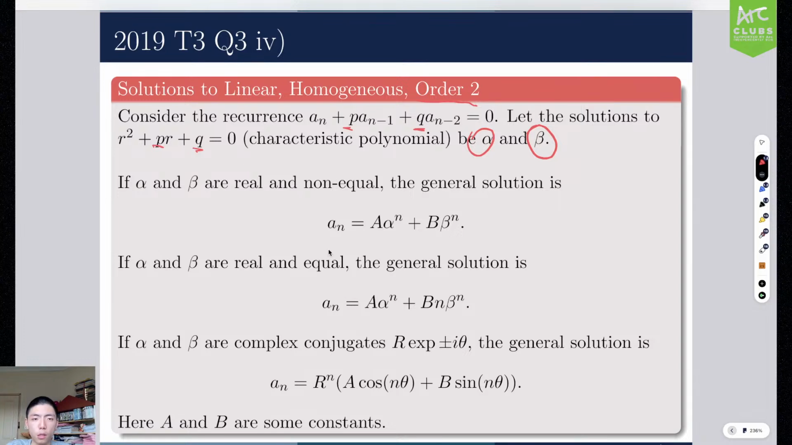So depending on what happens with the roots alpha and beta, we will have different types of general solutions. If alpha and beta are real and non-equal, then this is going to be the general solution. If they are real and equal, then we will have something similar, but we multiply by n to the first solution, because alpha and beta are actually the same in this scenario. Okay, if alpha and beta are complex conjugates, then we have this as our general solution.